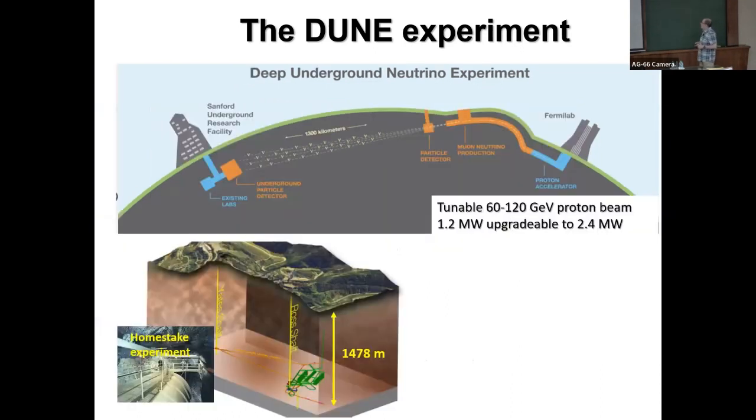And then, for further details, there is Sanford. Sanford is the home of Homestake. Remember that yesterday we were talking about the neutrino history and the famous Homestake experiment. Well, Sanford was the location of Homestake, at a depth of 1,478 meters. Another characteristic of Dune is that they are going to have a tunable proton beam, with the possibility to upgrade the power of the beam.